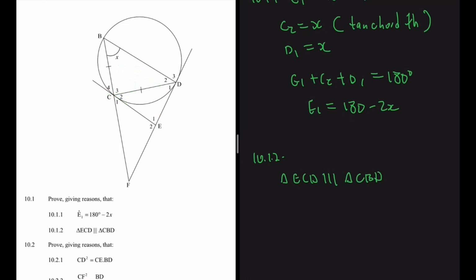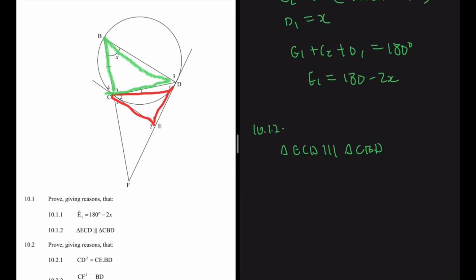So we want ECD. Here's ECD here. And then we're supposed to prove that it is similar to triangle CBD. So we have C going to B and back at D. When you're proving similarity, you need two angles to be equal to each other. As soon as two angles are equal, the other remaining angles will be equal too, and you will have proved that the two triangles are similar, right?